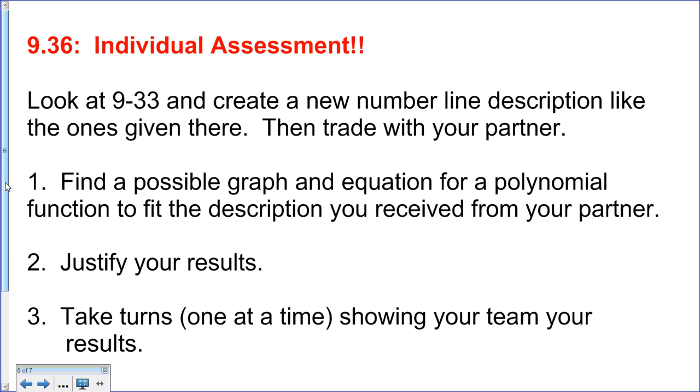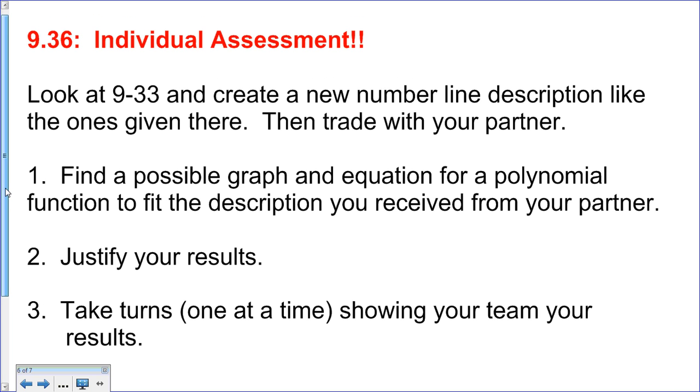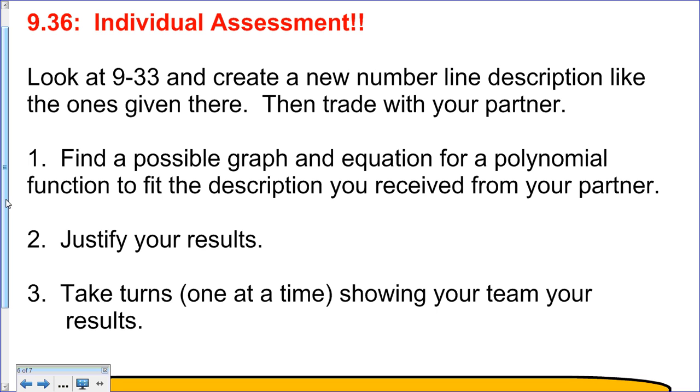The last thing that you're going to do today is number 9.36. This is your individual assessment. So if all went well for the rest of the class, you're going to look at problem 9.33, and you're going to create a new number line description, just like one of the ones given A through D in number 9.33. Then you're going to trade with the person sitting at your table next to you, or you're going to trade with somebody on your team. And then you're going to find possible graphs for those equations.